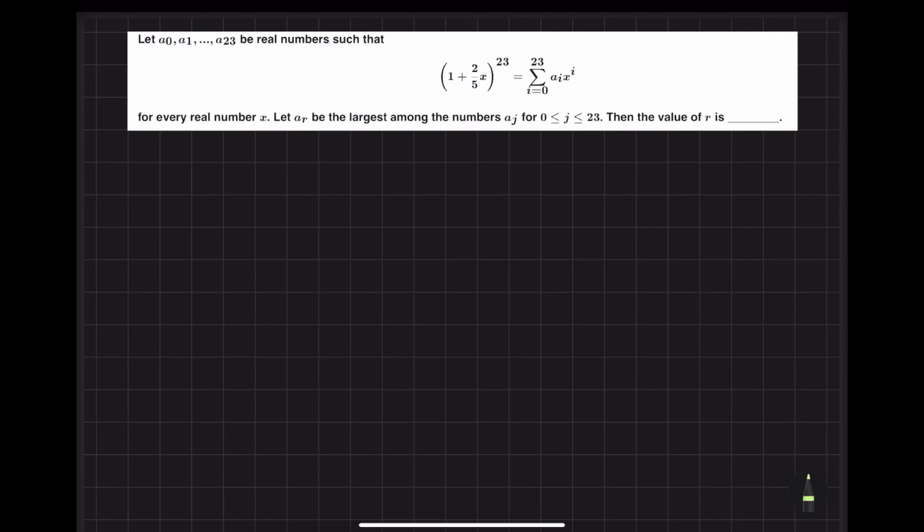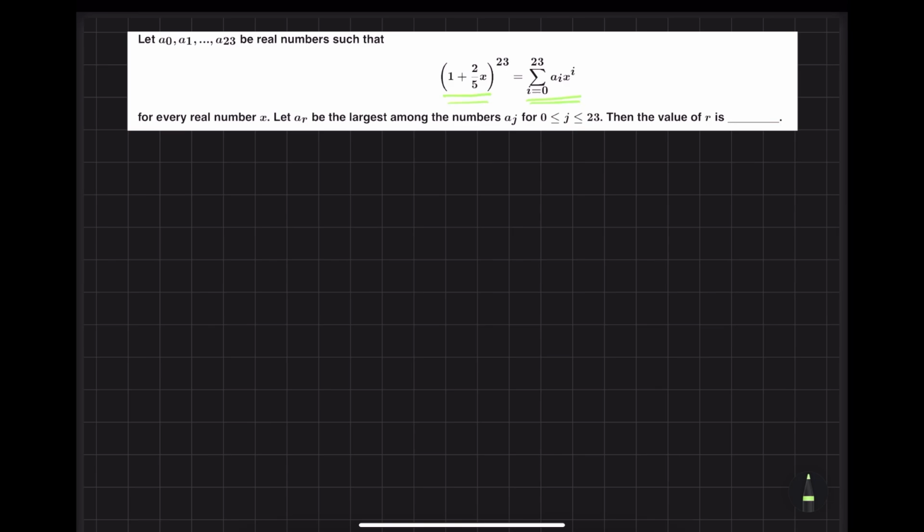So we got this situation. Let a0, a1, ..., a23 be real numbers such that the expansion of this, if it is expanded, will have all the terms, meaning you will have 24 terms: a0 x power 0, a1 x power 1. So you have every term of the binomial expansion for every real number x. Let ar be the largest among these numbers. So you have to find out the largest number.